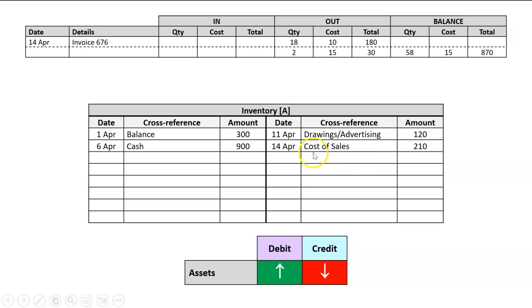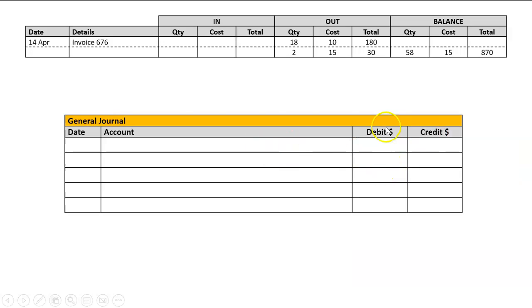Now, just one thing. I've written cost of sales there, but I said it was a credit sale. So why didn't I write accounts receivable there? And this is probably the most common mistake you're going to make. Why does that say cost of sales and not accounts receivable? Well, let's go back here. Let's look at how would we have recorded this sale when we actually made it, right?